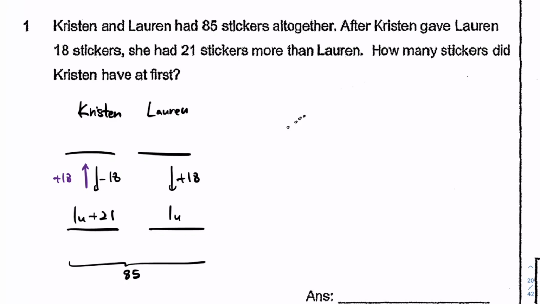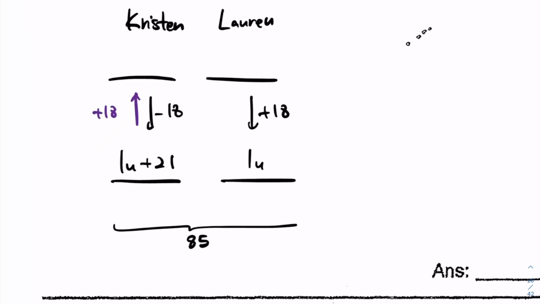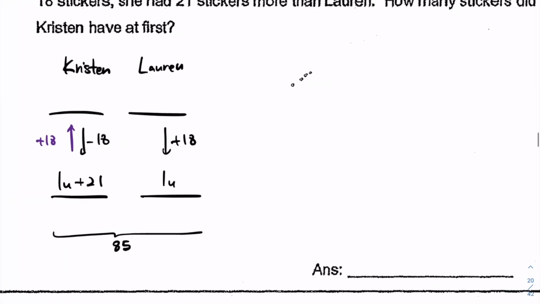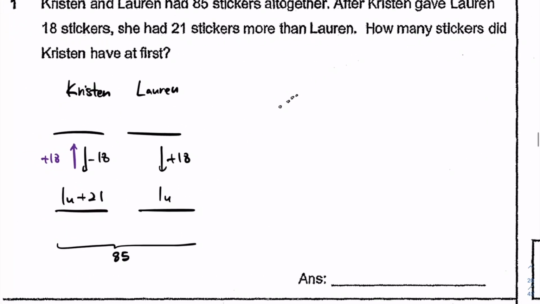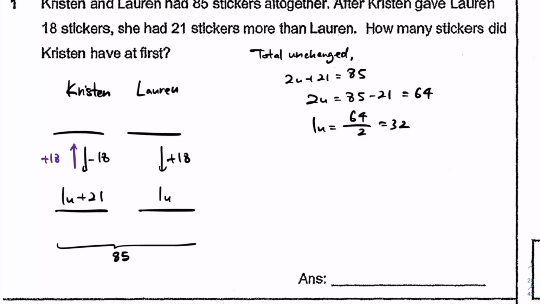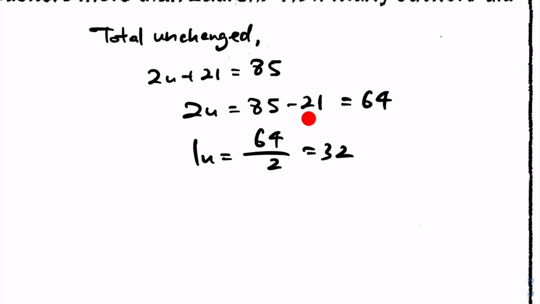So we can therefore form an equation. Oh, by the way, please know that to find Kristen at first, you just take 1U plus 21 plus 18, yeah? So basically reversing that giving away of 18. So plus 18 would be the total at first. Anyway, we can form an equation. So 2 units plus 21 is equal to 85 as evidenced here. So from here, just take that positive 21, bring it to the right side, minus 21. That's 64 for 2 units. 1 unit is therefore 32.